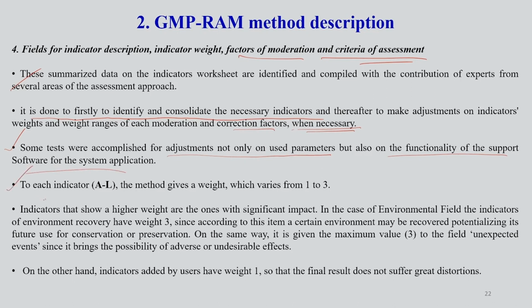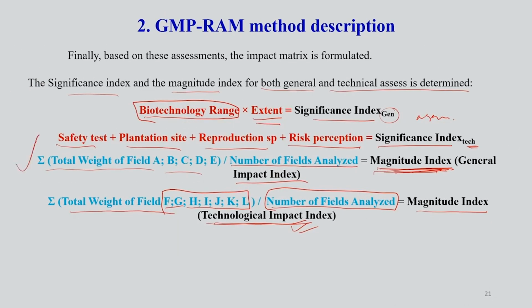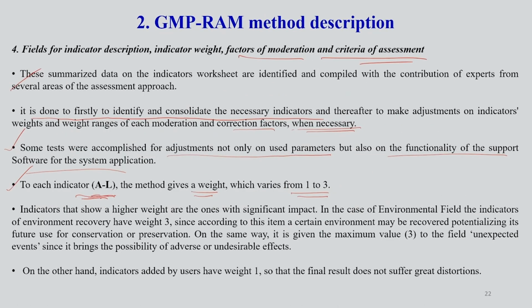Remember that to each indicator A to L, the method gives a weight which varies from 1 to 3. You remember these indicators that we have used, A to L: the first set of indicators, A to E, for the magnitude index of general impact, and the second set, F to L, for the magnitude index of technological impact estimation. So, A to L, these indicators, we will give some weight to each one of these, and that value will vary from 1 to 3. Next, indicators that show a higher weight are the ones with significant impact.